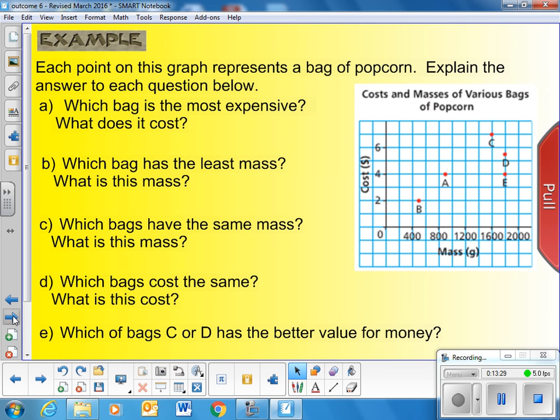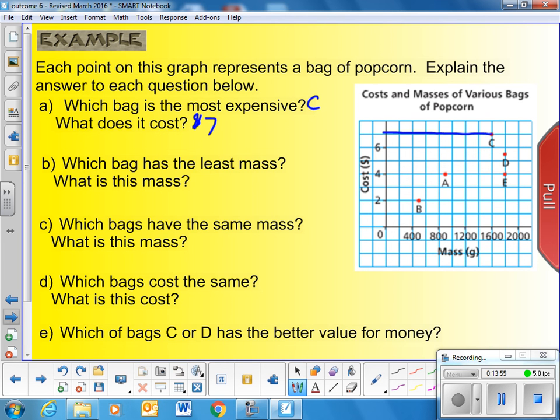Each point on this graph represents a bag of popcorn. Explain the answer to each question below. So let's see what data we can find. It says, which bag is the most expensive? So cost is on our vertical axis. Point C is the highest one, so that would be the most expensive. And what does it cost? Well, reading across on our graph, we can see that it would be $7.